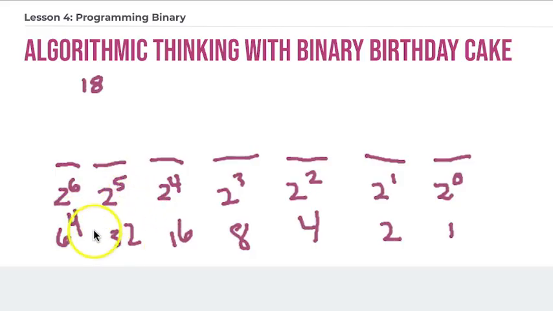Right, so the way that we've talked about it so far, we would say, how many groups of 64 can I make with 18? 0. How many groups of 32 can I make with 18? 0. How many groups of 16 can I make with 18? 1. Okay, and hopefully I can make the intuitive leap to just jump over here. 16 plus 2 gives us 18, and I'm just going to fill in the rest with zeros.